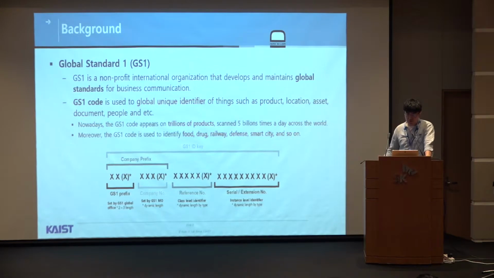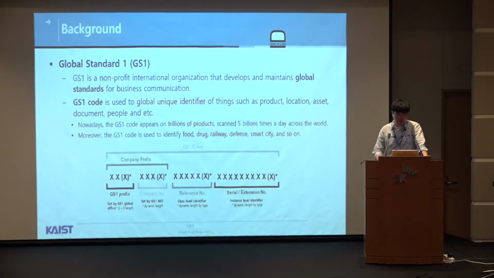GS1 is a non-profit international organization that developed and maintained the global standard for business communication. And they define and standardize the GS1 code, which is used as the globally unique identifier of things, such as a product, location, asset, document, and people, that kind of thing. There are 12 types of GS1 code for IoT and products now. And nowadays, the GS1 code is applied to trillions of products.